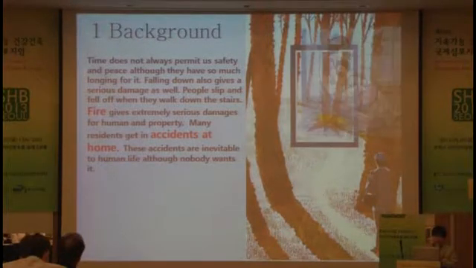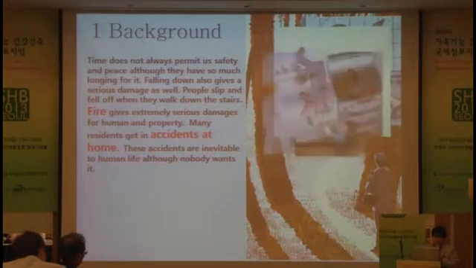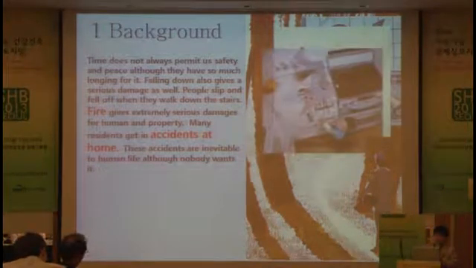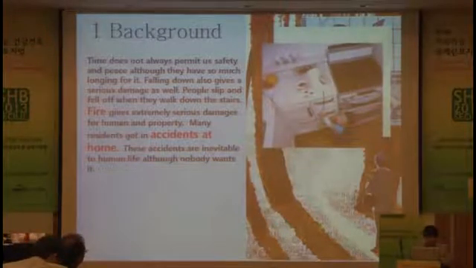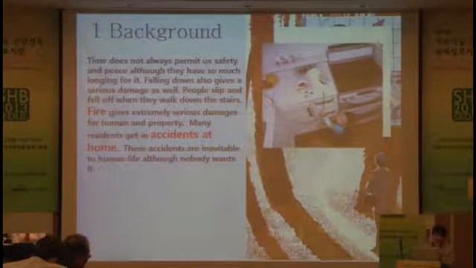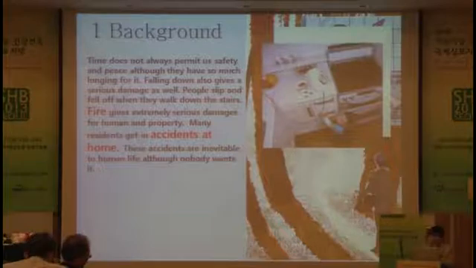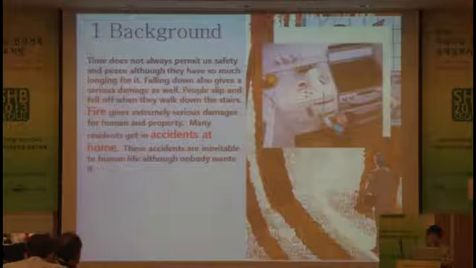As I mentioned before, time does not always permit us safety and peace, although they have so much longing for it. Falling down also gives us serious damage as well. People slip and fall when they walk down the stairs.